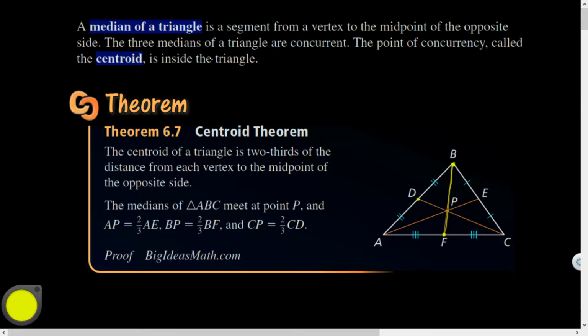There are three of those within a triangle because there are three vertices. And what's interesting is that the three medians are concurrent. Who saw that coming? That's so crazy. All three medians intersect with each other, and the point of concurrency is called the centroid. All right, the centroid is what we've got.